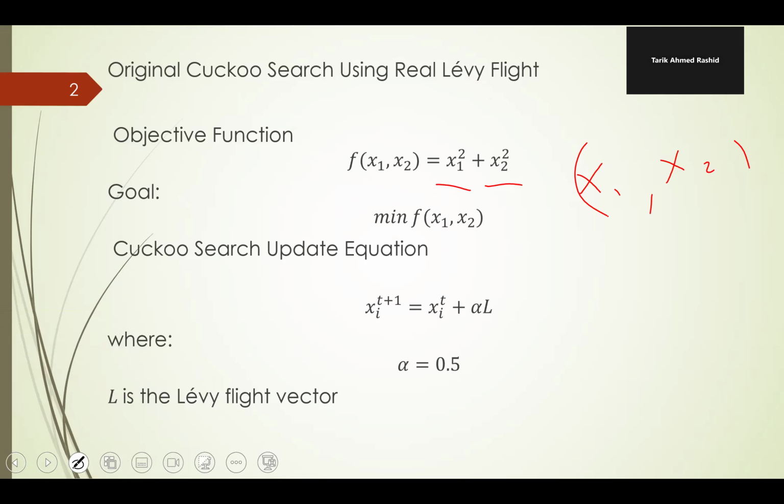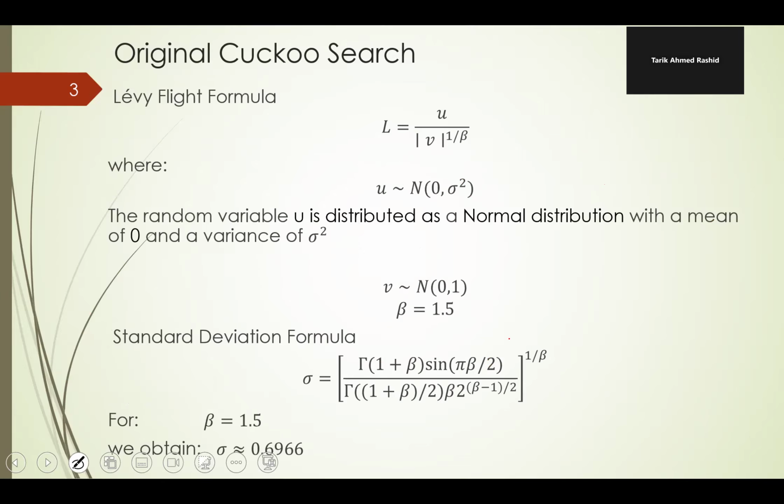The Cuckoo Search update equation is: the next solution equals the current solution plus alpha multiplied by Lévy flight. Alpha is the step size, as we said in the earlier class, and L is the Lévy flight, which can be found randomly. Now, the Lévy flight formula: L equals U over the absolute value of V to the power of 1 over beta.